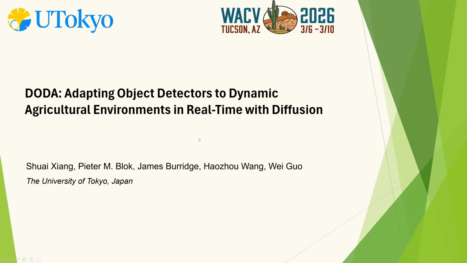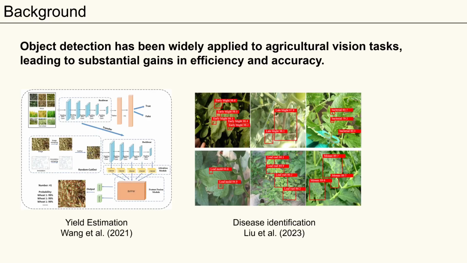Welcome to the presentation of our paper, Adapting an Object Detector to Dynamic Agricultural Environment in Real Time with Diffusion. The background of this work is that object detection has been widely applied to agricultural vision tasks such as yield-related trait estimation and disease recognition. These applications lead to substantial gains in efficiency and accuracy.